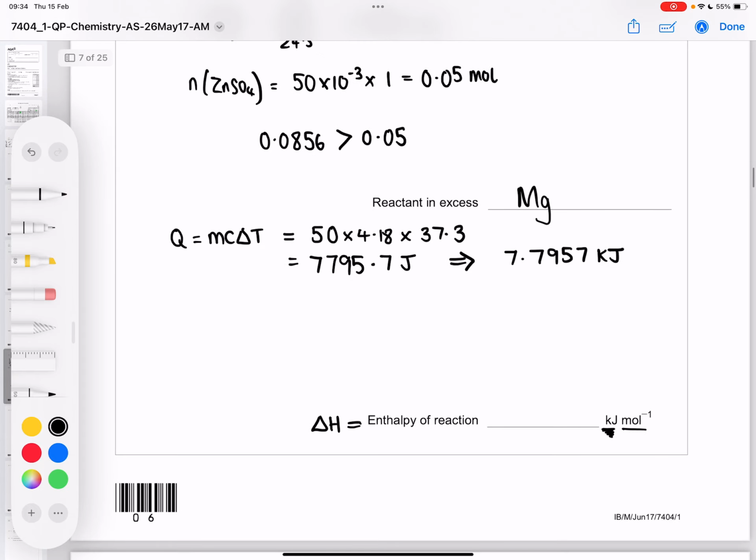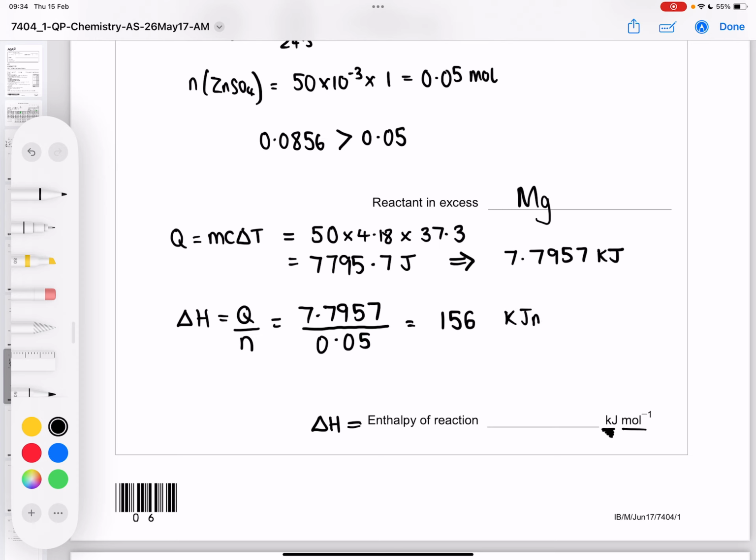Then the next step is to find delta H, and delta H is kilojoules per mole, so Q over moles. Now remember, we wanted it in kilojoules, so we've turned it to 7.7957. And remember, the moles we use is the limiting reagent, because that's the maximum amount that could react. So again, we go on our calculator and we work out that that is 155.9. At this point, I'm going to round to 3 significant figures because it's going to be my final answer. So 156 kilojoules per mole.